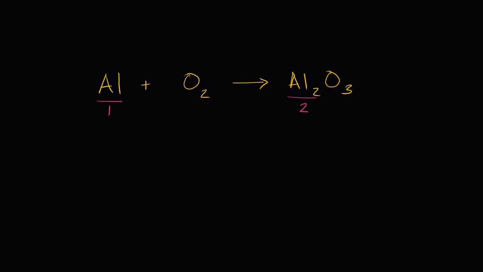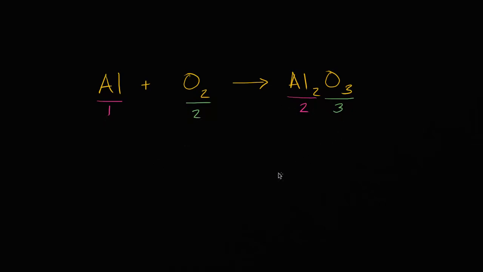And the same thing is true for the oxygens. Over here on the left-hand side, we have 2 oxygens. They form one dioxygen molecule, but that has 2 oxygen atoms. And then over here in the aluminum oxide molecule, we have 3 oxygen atoms. So once again, we can't just have miraculously an oxygen atom appear out of nowhere. So we have to balance the number of aluminums on both sides. This number and this number should be the same. And we have to balance the number of oxygens. This number and that number should be the same.